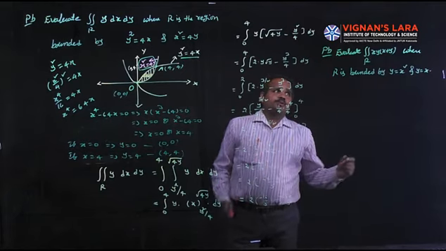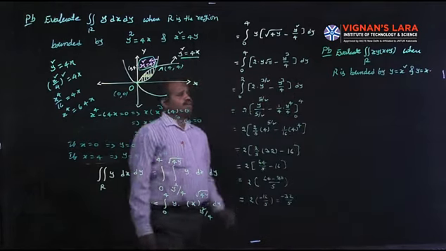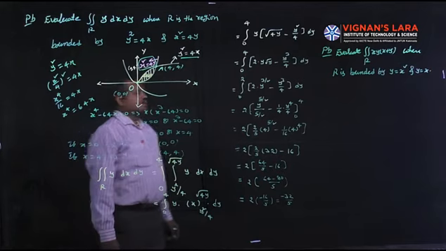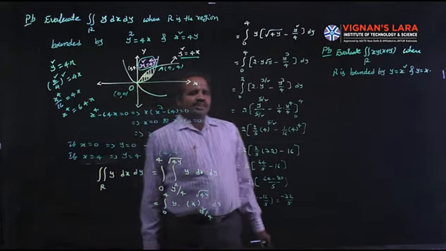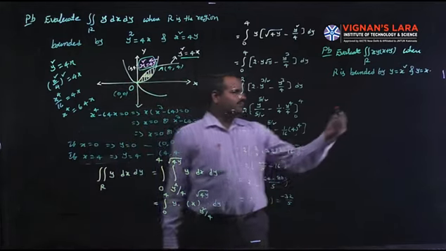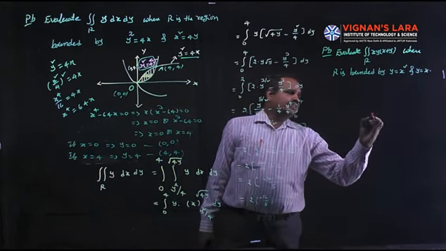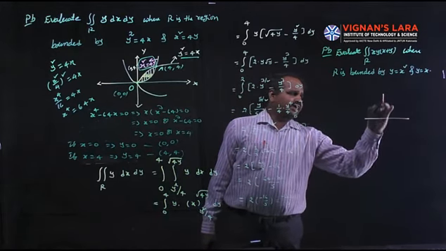And here, one more problem. Evaluate the double integral over R of xy(x + y), where R is bounded by y = x² and y = x. So here, first of all, we are drawing the corresponding diagram.